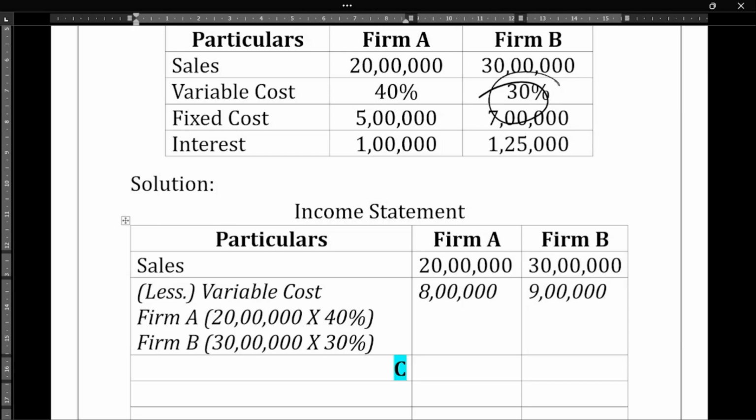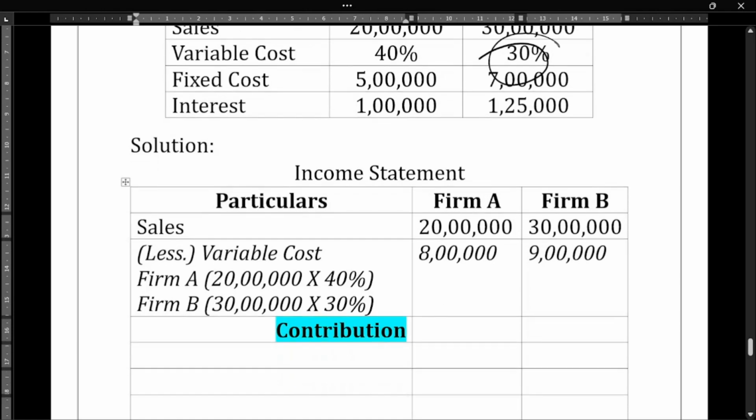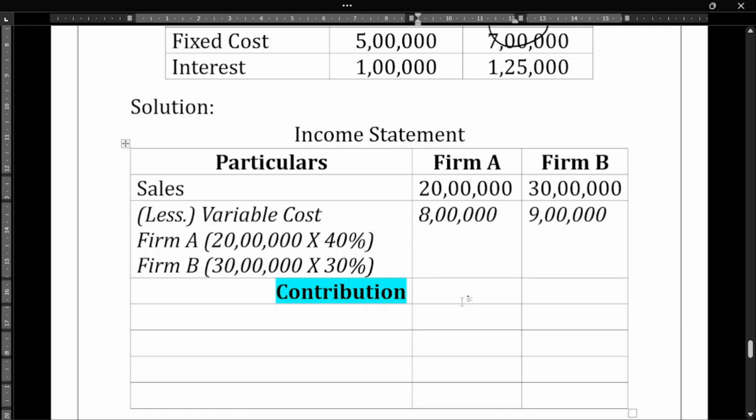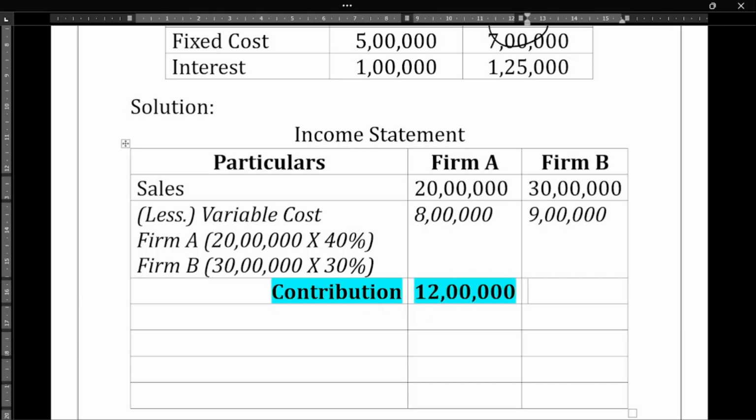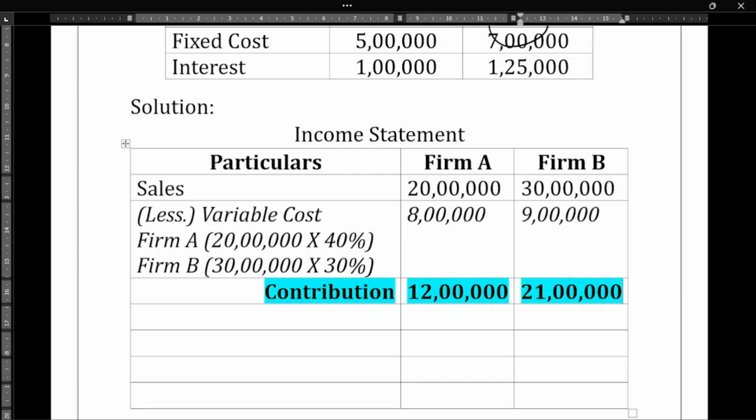Next, when we deduct variable cost from sales, we will get contribution. 20 lakh minus 8 lakh is 12 lakh. Then 30 lakh minus 9 lakh will be 21 lakh.